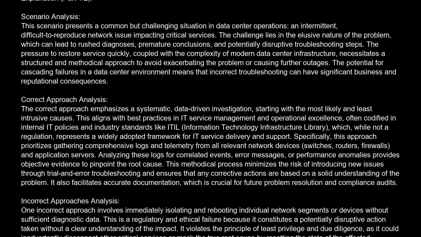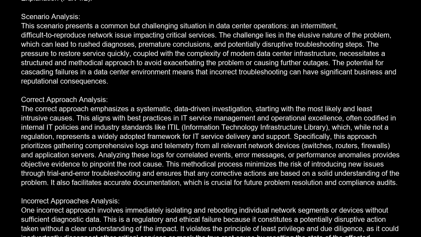consequences. Correct approach analysis. The correct approach emphasizes a systematic, data-driven investigation, starting with the most likely and least intrusive causes. This aligns with best practices in IT service management and operational excellence, often codified in internal IT policies and industry standards like ITIL, Information Technology Infrastructure Library, which, while not a regulation, represents a widely adopted framework for IT service delivery and support.